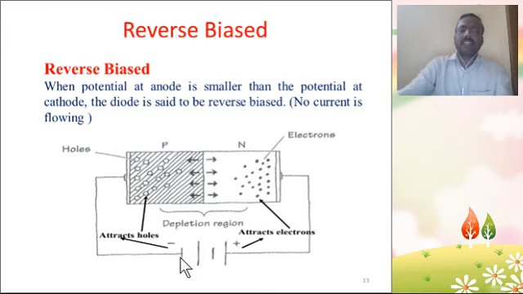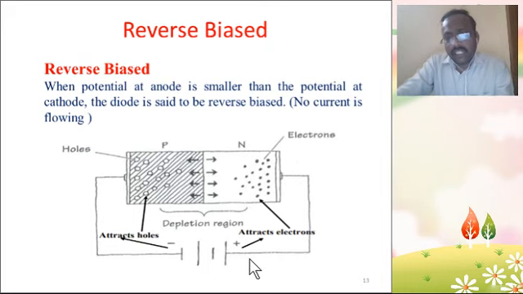Next one, the reverse biased condition. When the PN junction diode is subjected to reverse bias, the polarity of the battery is reversed. So here is just the opposite connection of the battery. The negative terminal of the battery is connected to the P side, the hole side, and the positive terminal of the battery is connected to the N side. So here, a very interesting concept.